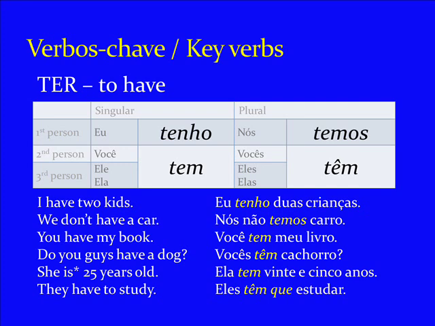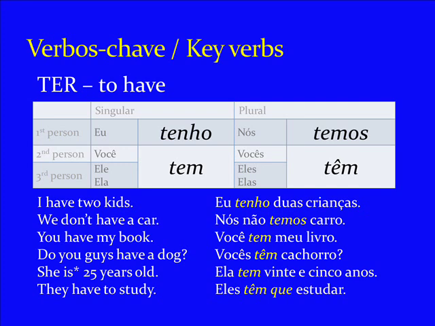I have, eu tenho. You have, você tem. Nasal diphthong there at the end. He or she has, ele tem, ela tem. Nós temos, we have. You all have, vocês têm, they have, eles têm, elas têm. You can see the circumflex accent written just to differentiate it from the third person singular form, I guess.